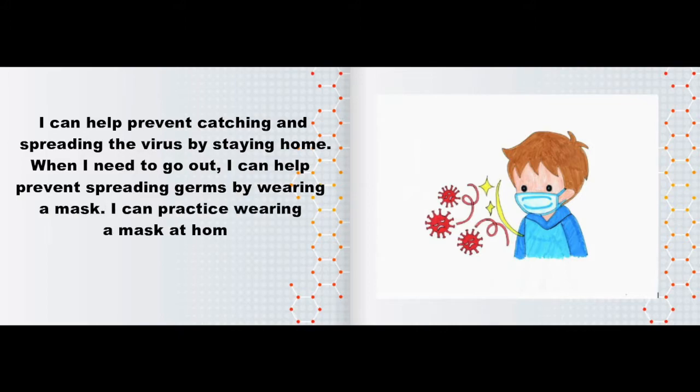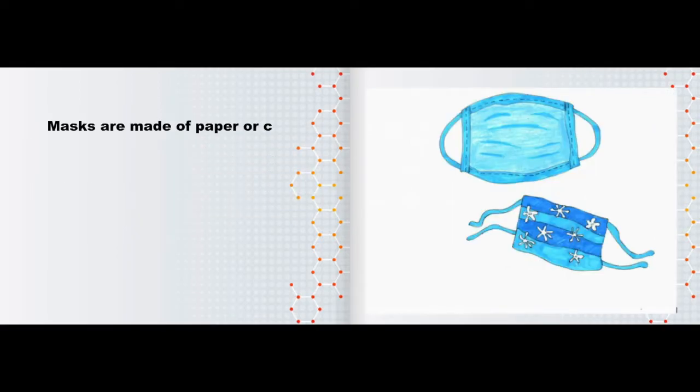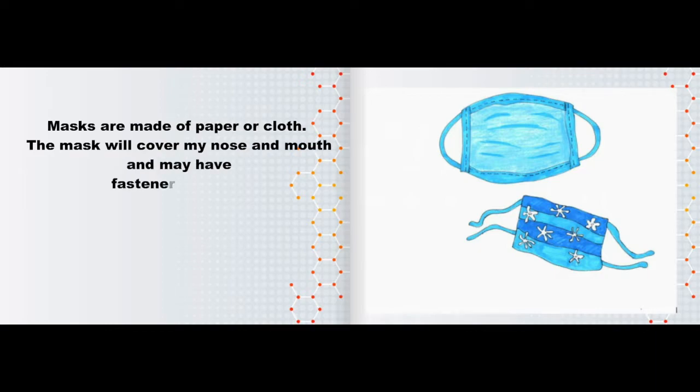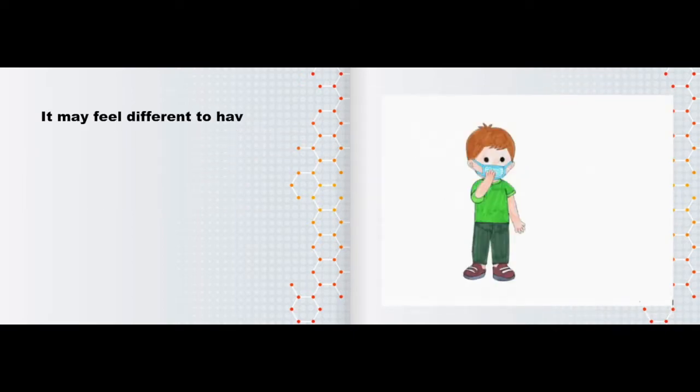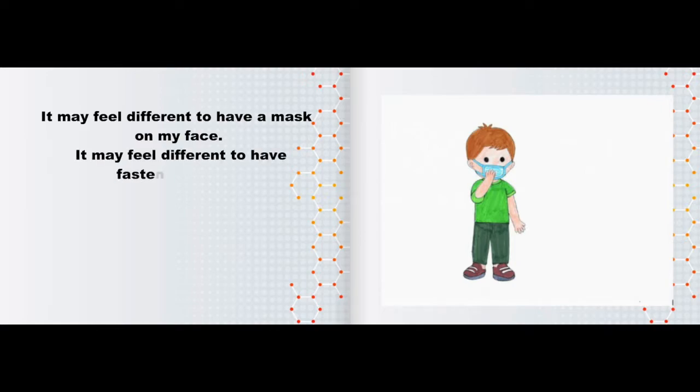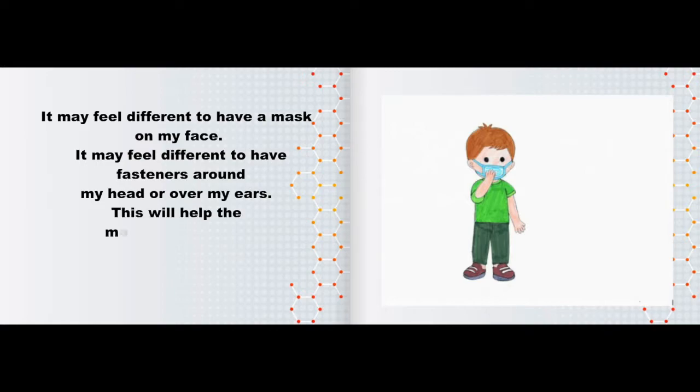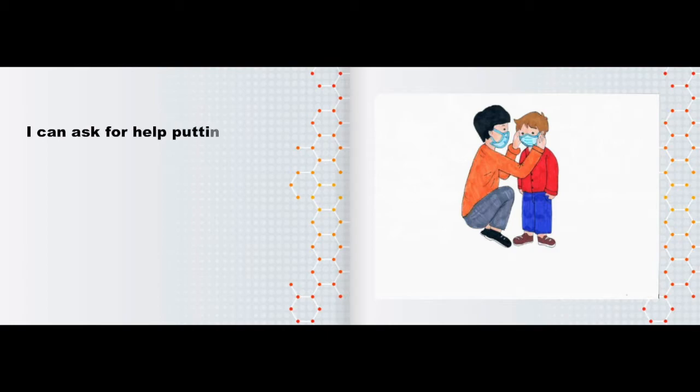I can practice wearing a mask at home. Masks are made of paper or cloth. The mask will cover my nose and mouth and may have fasteners that go around my head or ears. It may feel different to have a mask on my face. It may feel different to have fasteners around my head or over my ears. This will help the mask stay in place. I can ask for help putting my mask on if I need to.